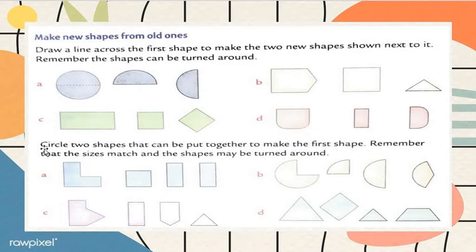My dear students, like that we are going to learn all these shapes. Now further: circle the two shapes that can be put together to make the first shape. Remember that the size must match and the shape may be turned around. We have to take the pieces and make the proper shape patterns.